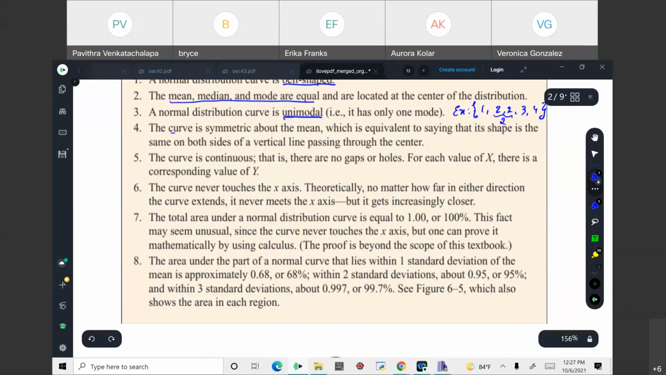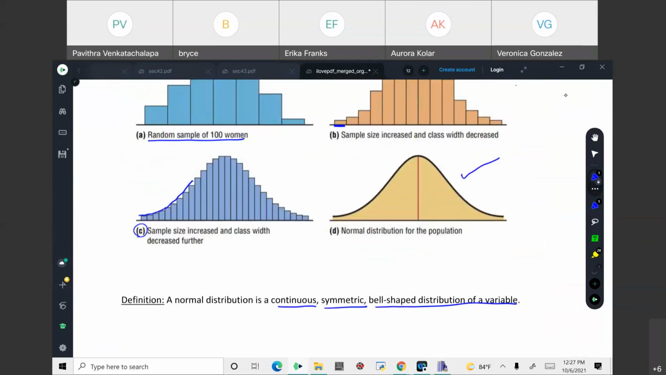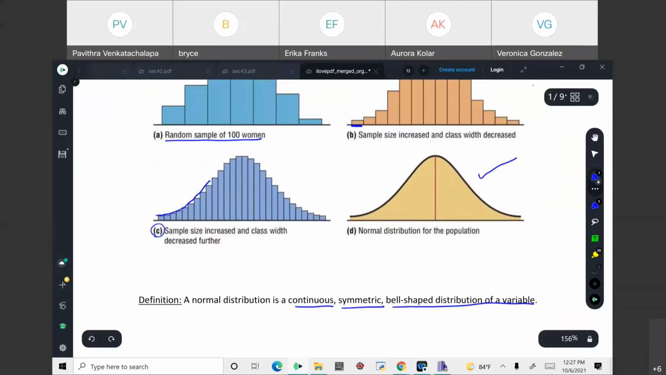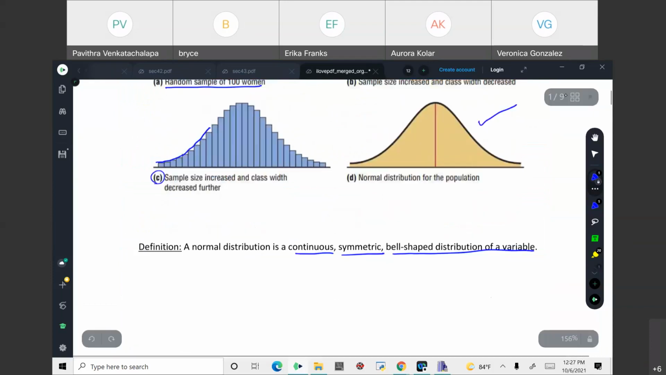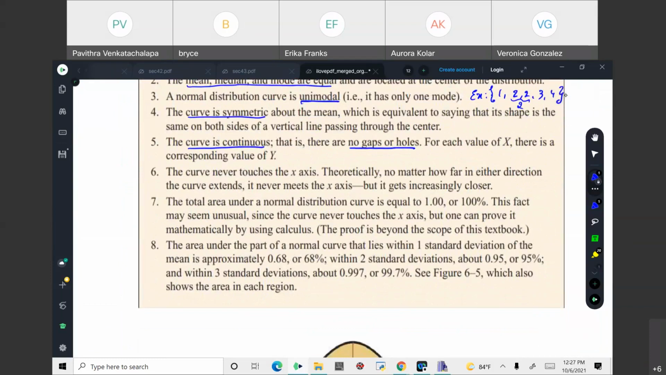Now, the curve is symmetric. We studied about that. A curve is continuous, that means there are no gaps or holes. If you can see this picture here, you can see there is no gap or hole in the curve. So it is continuous and symmetric because it is equal on either side of the graph.